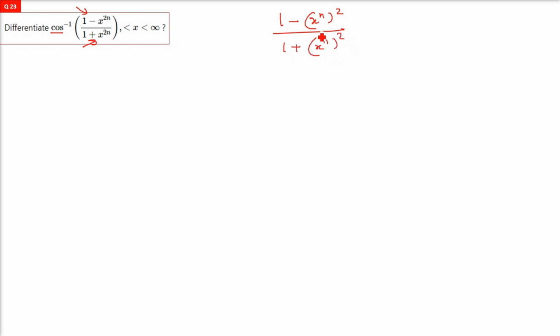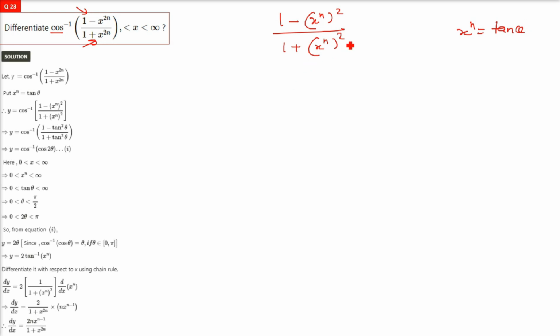Now this x to the power n, you can replace by certain thing like tan theta. So you get tan square theta in numerator and denominator. What I am trying to say is 1 minus tan square theta divided by 1 plus tan square theta is always cos 2 theta. That we know by the trigonometric discussion we already had in the previous classes.